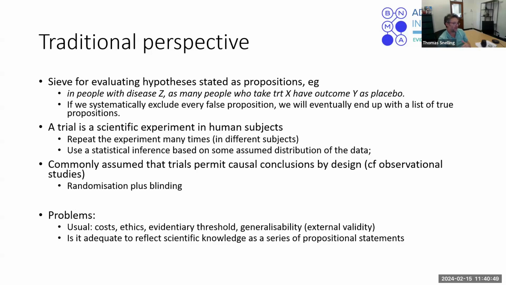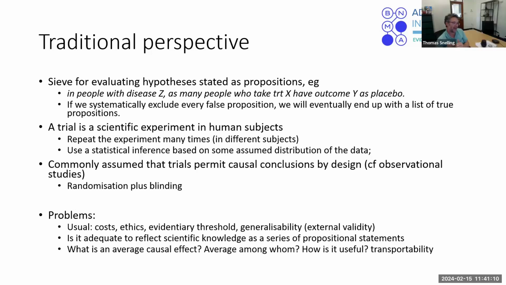But there are more fundamental problems with this traditional perspective. One is whether it's adequate to reflect scientific knowledge as a series of propositional statements. Is science really about having a list of true propositional statements, or is a list of propositional statements inadequate for defining scientific knowledge? There are also fundamental problems with average causal effects.